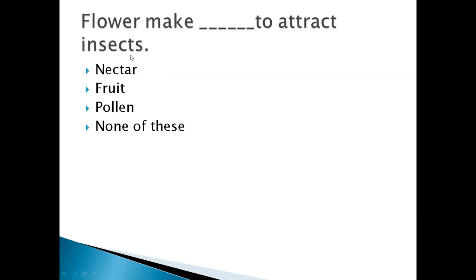Flowers make dash to attract insects. Nectar, fruit, pollen, none of these. Not pollen. Pollen does not attract any insect. Fruit does attract insects, but flowers change into fruit. So no. What attracts insects? Nectar. Nectar is a liquid which attracts the insect to come to the flower and feed on it. So we click here on nectar.